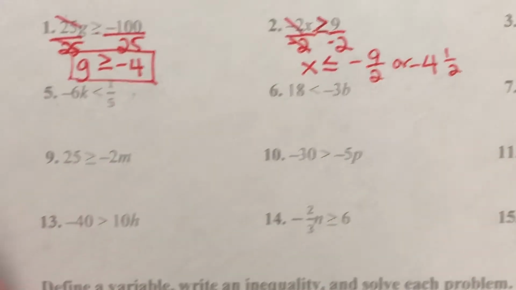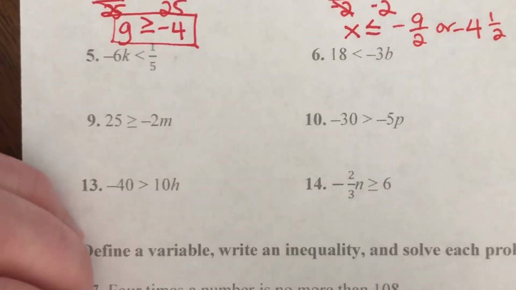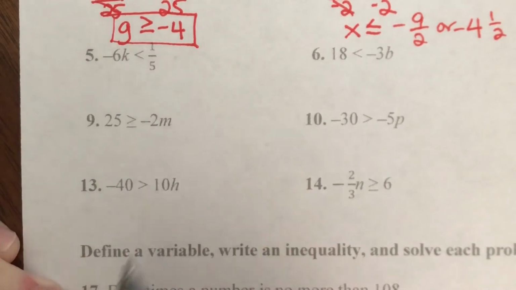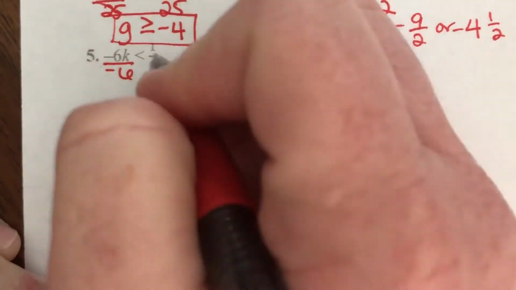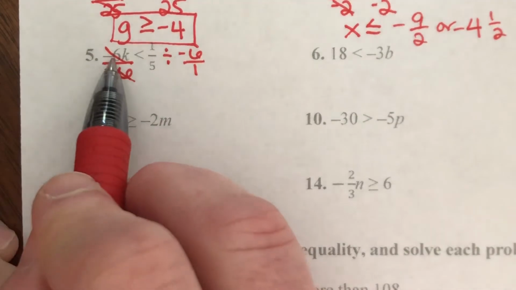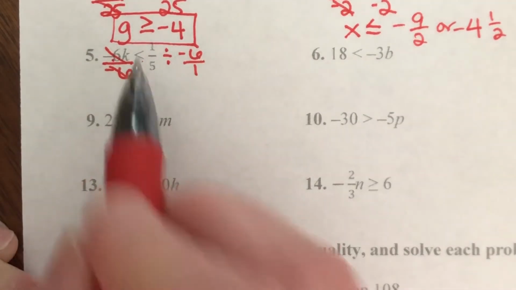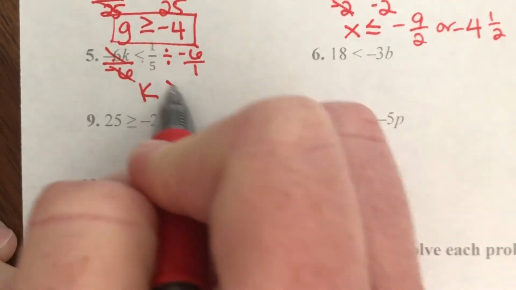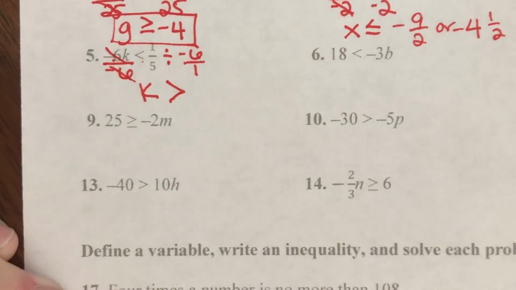Okay, number 5, another negative problem here. Negative 6k is less than 1/5. To get rid of negative 6, I need to divide by negative 6. On this side, I need to divide by negative 6. These negative 6's cancel. Since I'm dividing both sides by negative 6, my sign is going to flip. So I'm going to have k. My sign flips. Now it opens this way towards the k.